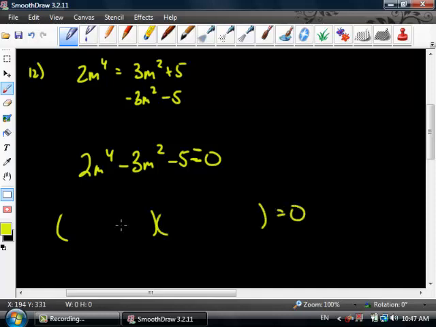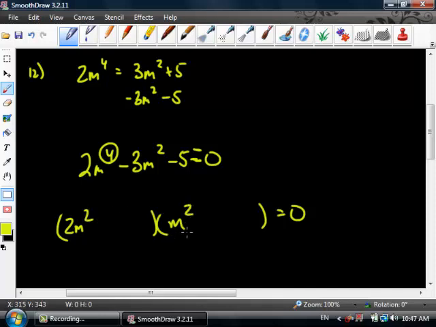Okay, Julia, do you know what the leading terms are going to be? Well, it's 2m and m, right? You know that. But this thing's to the fourth power, so it needs to be split in half. So it's going to be 2m what? Squared.